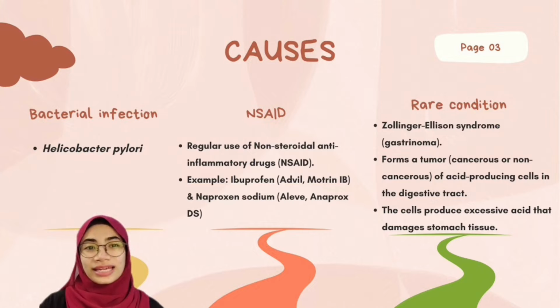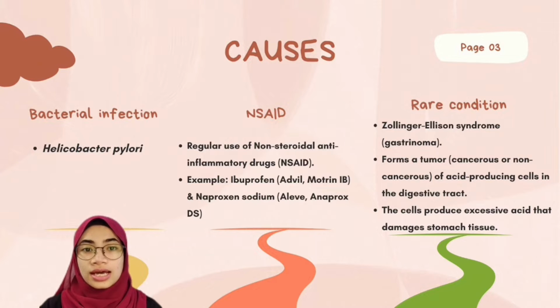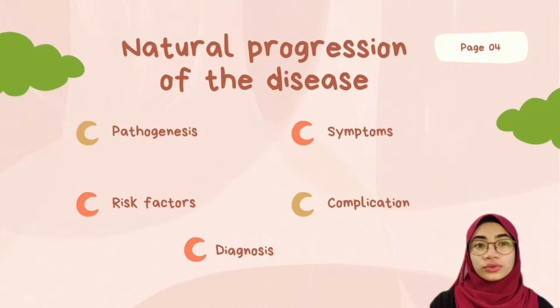This disease also can occur if a person has a rare condition called Zollinger-Ellison syndrome, gastrinoma. This condition forms a tumor of acid-producing cells in the digestive tract. These tumors can be cancerous or non-cancerous. The cells produce excessive amounts of acid that can damage the stomach tissue. Next, we will move on to the natural progression of the disease, which consists of the pathogenesis, symptoms, risk factors, complications, and also the diagnosis of the disease.